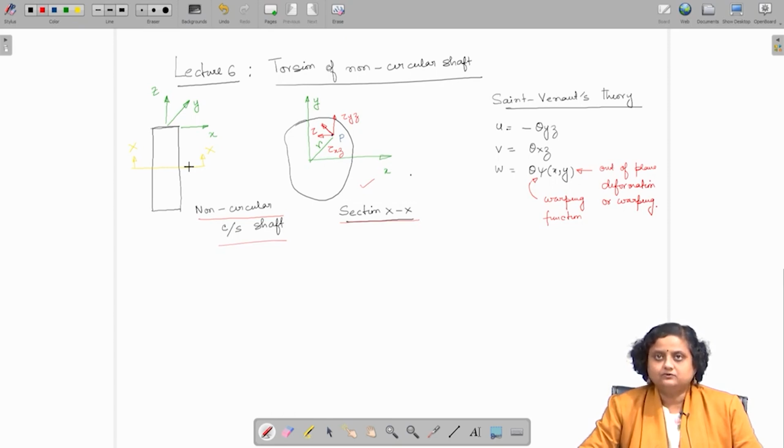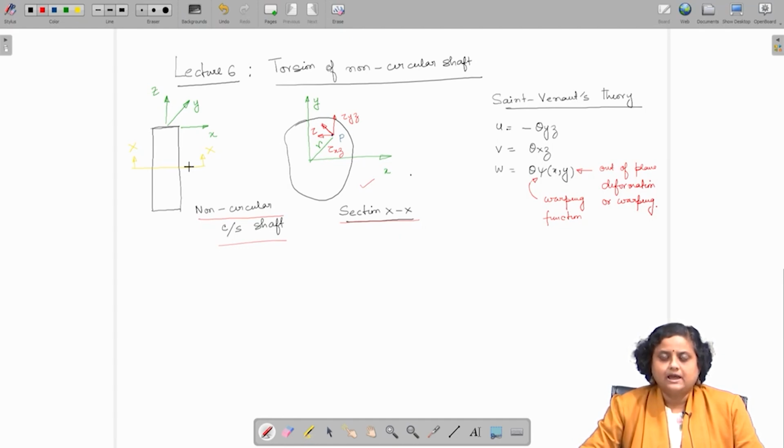And according to Saint-Venant's theory, the displacement fields for a non-circular cross-section shaft is given as u, v and w, where u and v are exactly similar to that of a circular cross-section shaft, except that w, which is the displacement in the lengthwise direction, is non-zero here, and it is given as theta into psi x comma y, where psi is the warping function which governs the out of plane deformation of the shaft in the lengthwise direction or in the w direction.